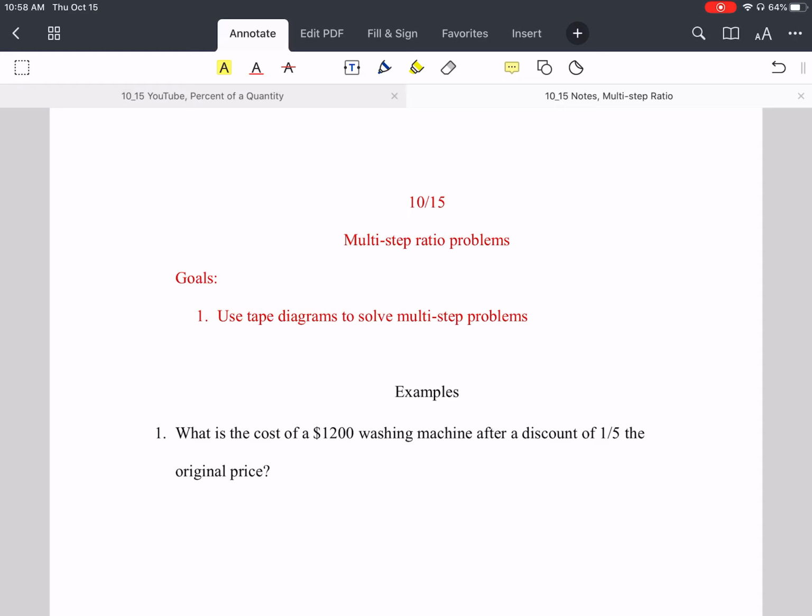I'm going to walk through 3 examples that are very similar to examples on your homework assignment. So if you can watch these 3 examples and understand them, you should do pretty well on your assignment. I'm going to use tape diagrams for all of the problems. Again, if you are choosing to use a different method, that is perfectly fine.